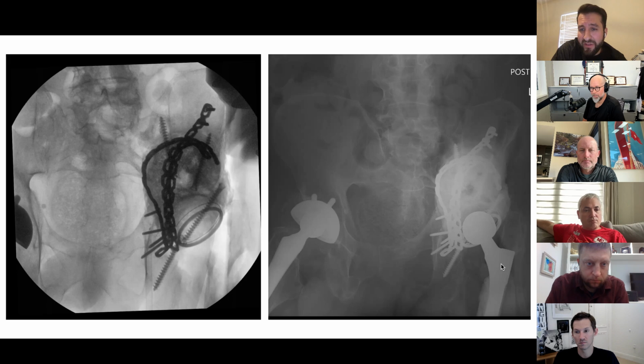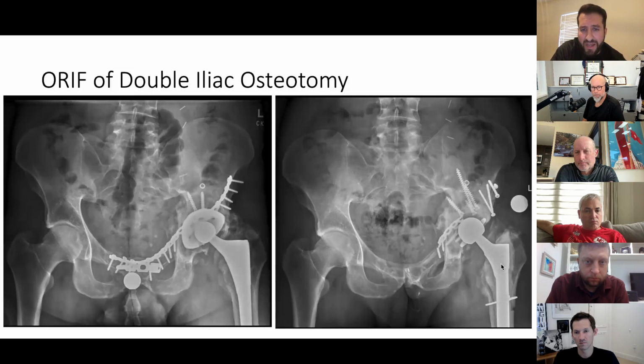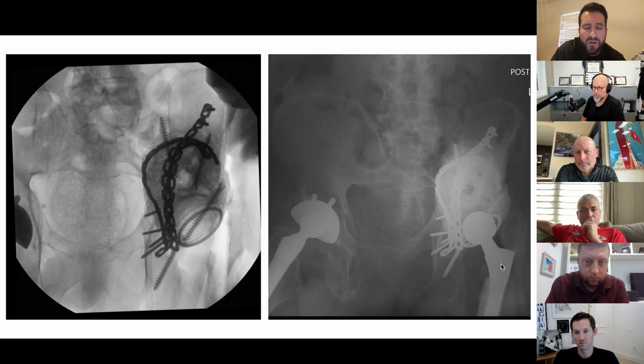You can actually put those plates on the inner table if you have incredible access to it, so that's a good functional spacer for him. He's a pretty low demand guy. But in my more functional patients where I've had to do it, I do fix it.